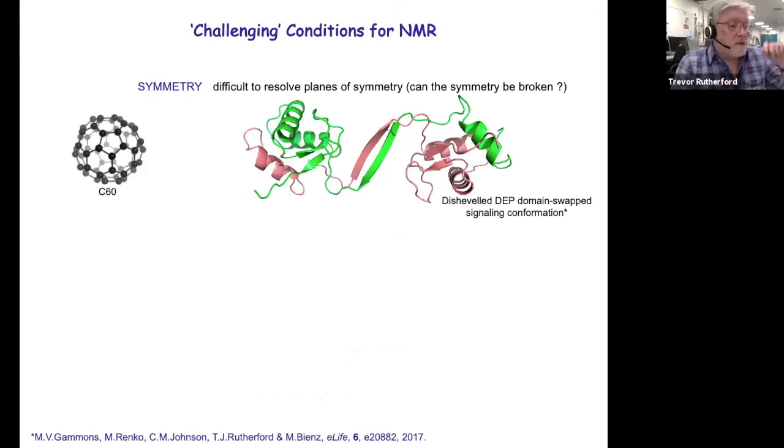So NMR isn't going to be a panacea for everything. Okay, it's an extremely powerful technique, but there are some conditions where it starts to face challenges. First of those is the ability to resolve planes of symmetry. Now, that's not always a disadvantage.